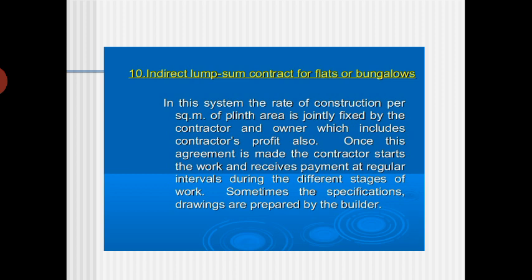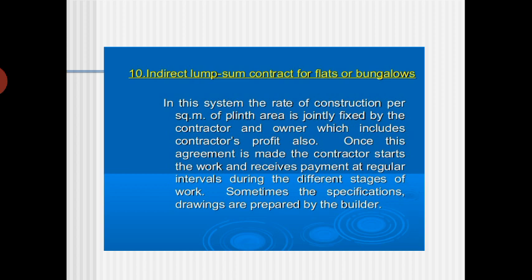Whatever the cost he is charging per square kilometer, the contractor's profit is also included in that charge. So they will make an agreement per square kilometer of the plinth area. It is not the total, it is the total plinth area. They will make the contract, and normally it is per square feet, and this much will be the cost you have to bear.